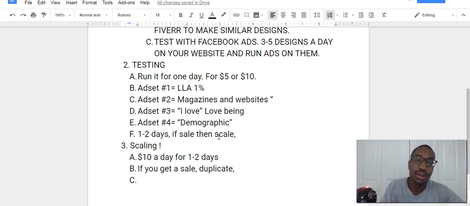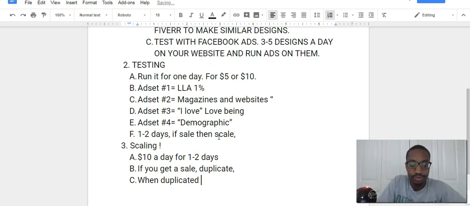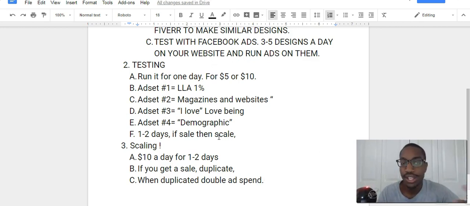When you get a sale with the $10 a day, you duplicate it again. When you duplicate, always double the amount. You need to double the ad spend. So next day you will be spending $20 as opposed to $10. And then from there, you go for 40, and then from 40, 80, 160, 320. All right, so you all know that.